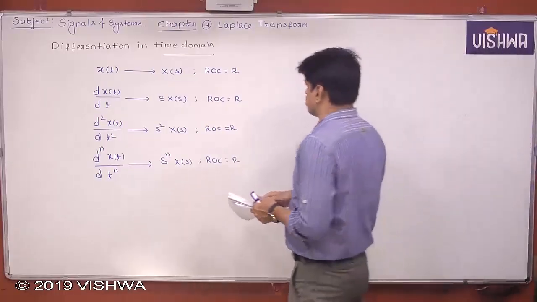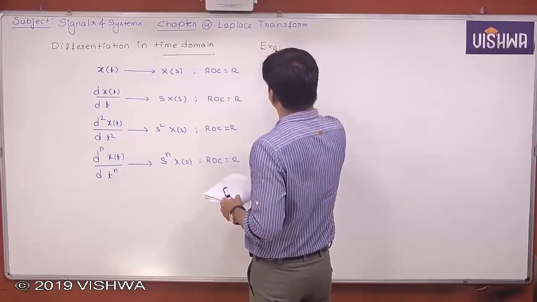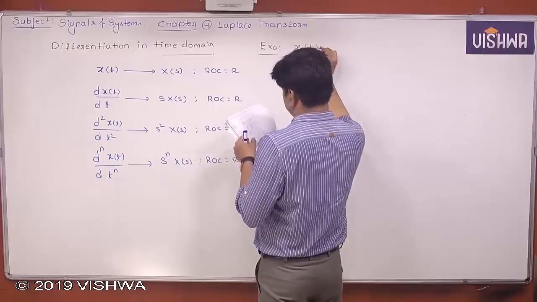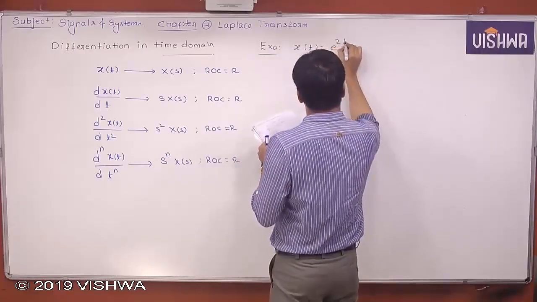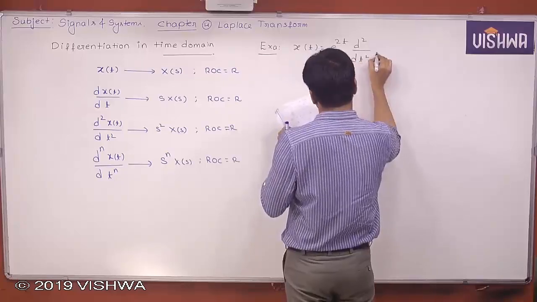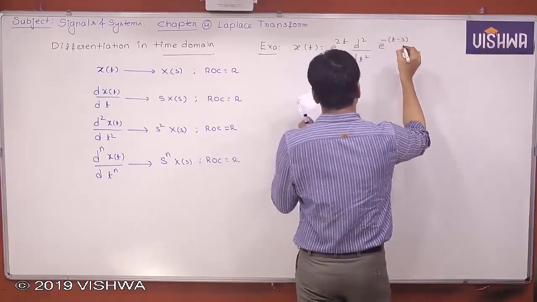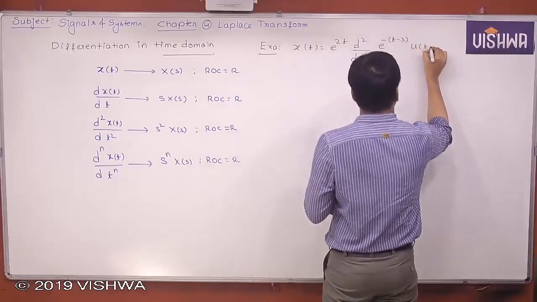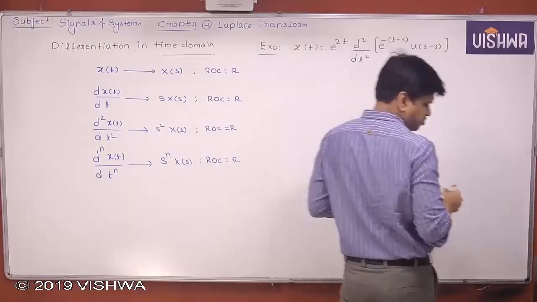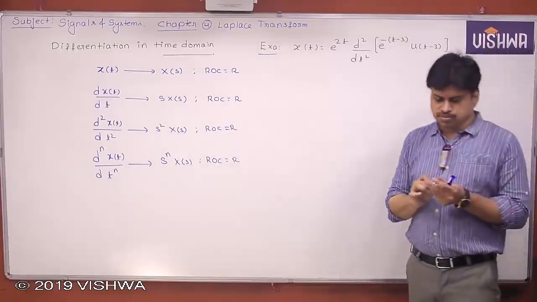Let's take one example. x of t is equal to e power 2t d square by dt square of e power minus t minus 3 u of t minus 3. Find x of s. How we can do this?